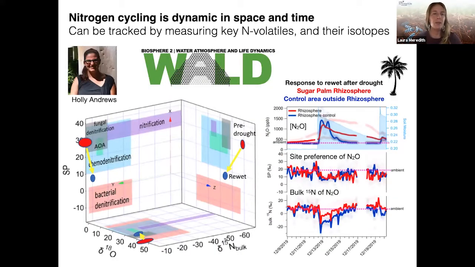And this is something that we first deployed in the field at Biosphere 2 during a large drought experiment that we ran a couple years ago. In response to re-wetting, we were studying the sugar palm rhizosphere, which has a lot of great exudates being pumped down to the microbial community, versus an area outside this rhizosphere. By placing the probes directly in these contrasting regimes, we were able to see differences in the nitrous oxide emissions that occurred after the re-wetting, and shifts in the site preference, which indicate a shift from some of the microbial nitrous oxide production mechanisms to potentially more role of the abiotic hydroxylamine-type chemodenitrification.